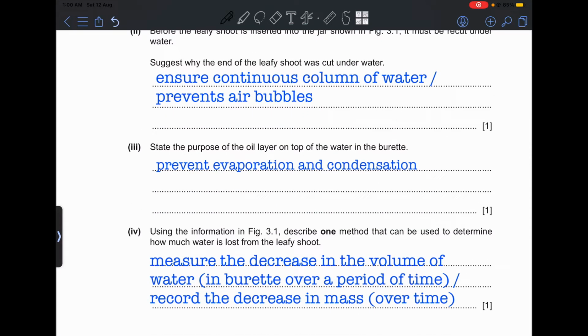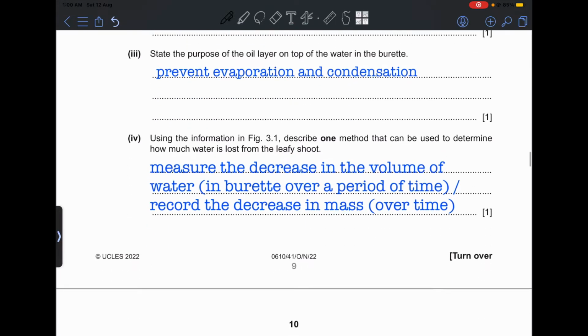Triple I, state the purpose of the oil layer on top of the water. This is to prevent evaporation or condensation.